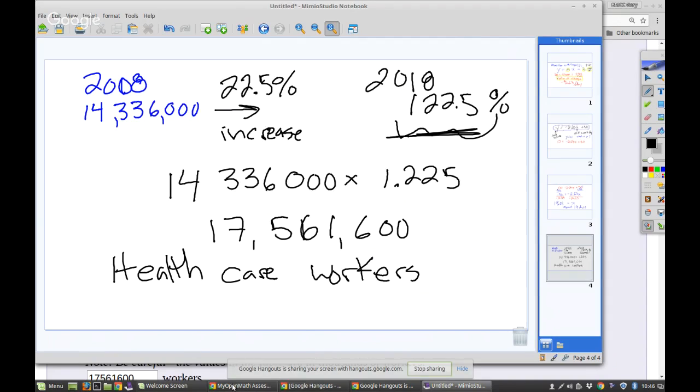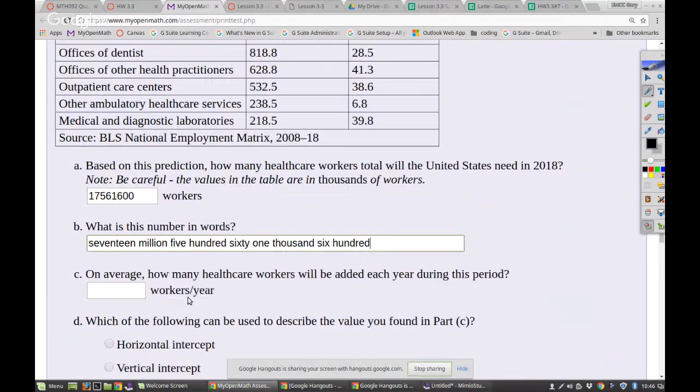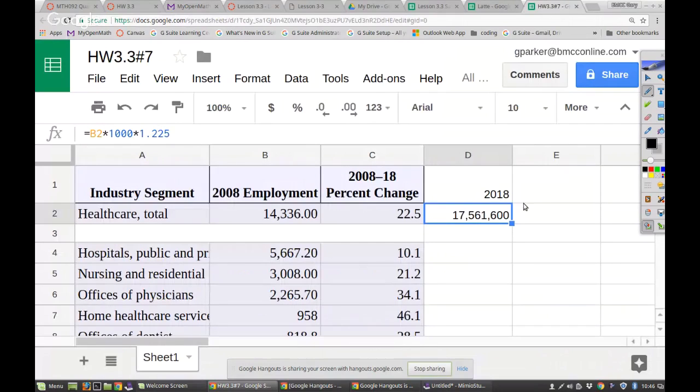So, spreadsheets. I want the change in workers per year, which is a rate of change. That's our slope.